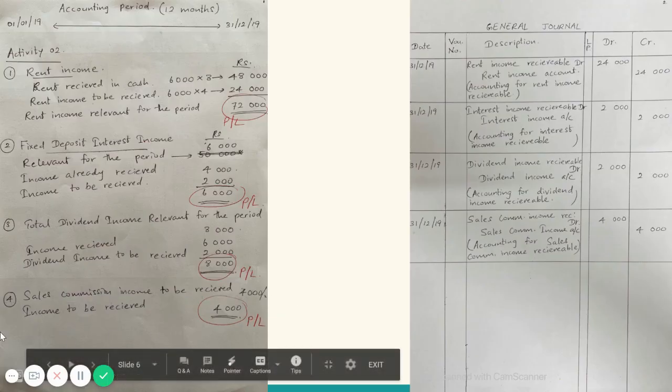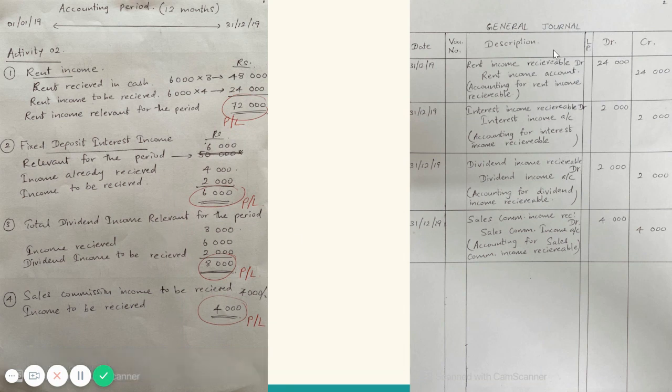So therefore, the total amount 4,000 will be the income to be received relevant for the period, which has to be transferred to the profit or loss. So for these 4 examples, this is how we are going to record the general journal entries in the general journal.